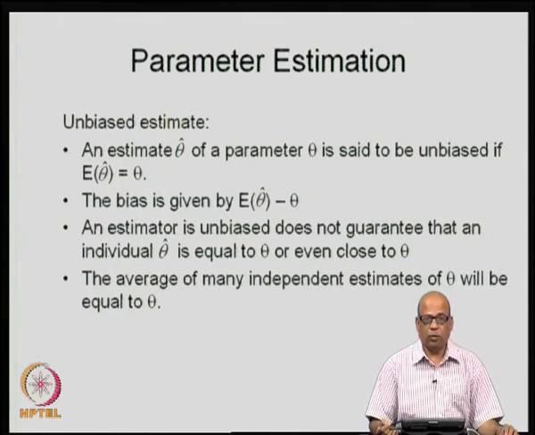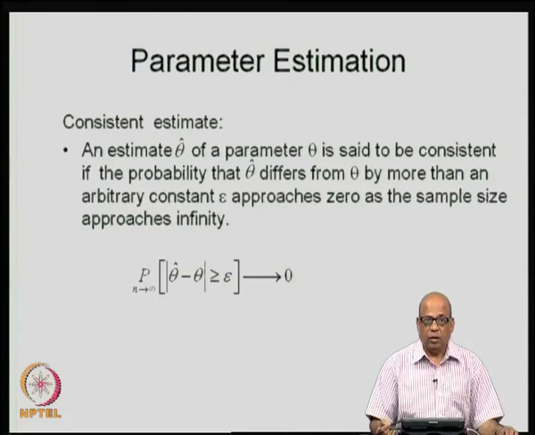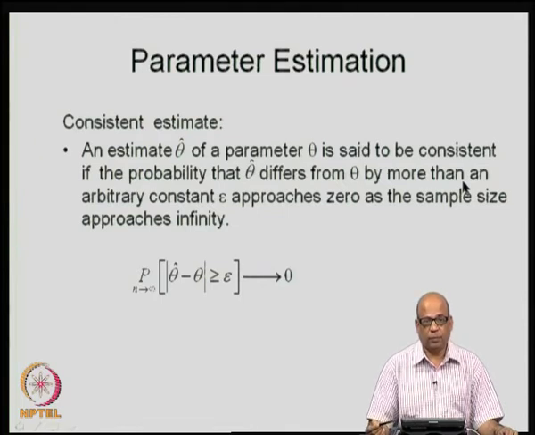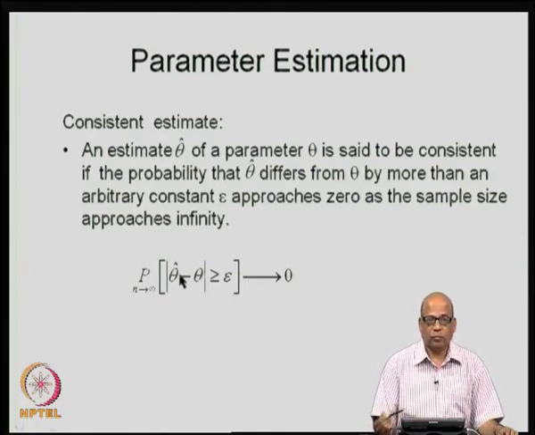Similarly, we introduce the concept of a consistent estimate. Now, an estimate theta cap of a parameter theta is said to be consistent if the probability that theta cap differs from theta by more than an arbitrary constant epsilon approaches 0 as the sample size approaches infinity. So, let us say you have a sample of 50 values and you estimate theta cap, and then you have a sample of 100 values, then you estimate theta cap, and so on.